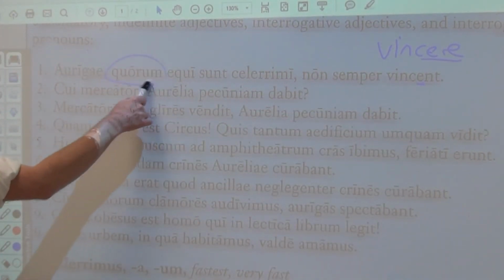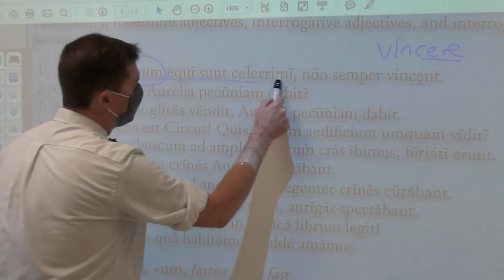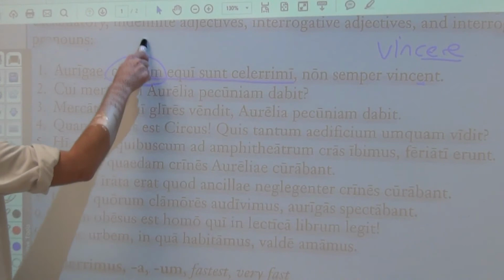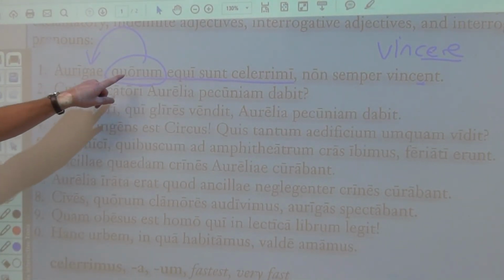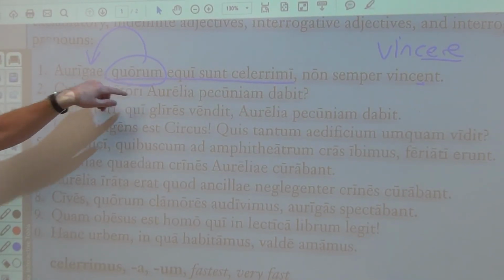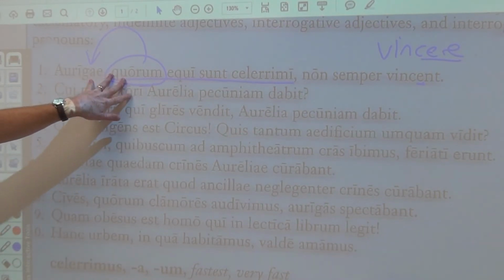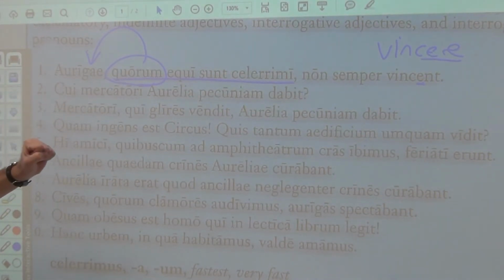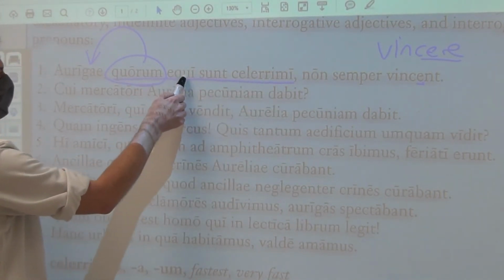Our Q word here is quorum, which is a relative introducing a relative clause. Aurigae is its antecedent. Thus, aurigae forces quorum to be plural, because it is plural. Forces quorum to be masculine, because even though it's first declension, it is masculine. But different cases, because in the different clauses, they have different functions. The horses of whom are very fast. Whose horses are very fast.